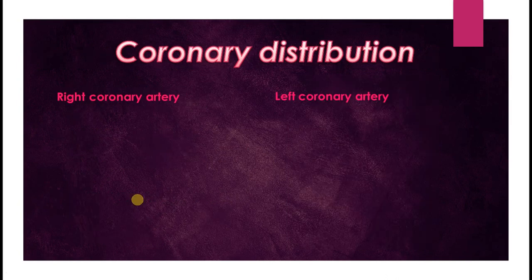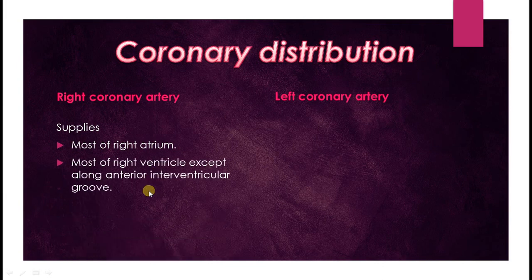So, to summarize, the area supplied by the right coronary artery: it mainly supplies most of the right atrium, the sternocostal surface of the right ventricle, and also the diaphragmatic surface of the right ventricle. So most of the right ventricle except along the anterior interventricular groove and the posterior inferior part of the ventricular septum.